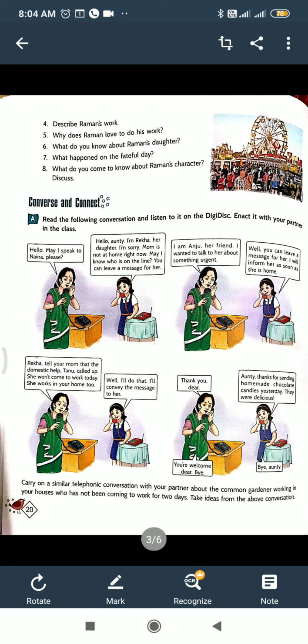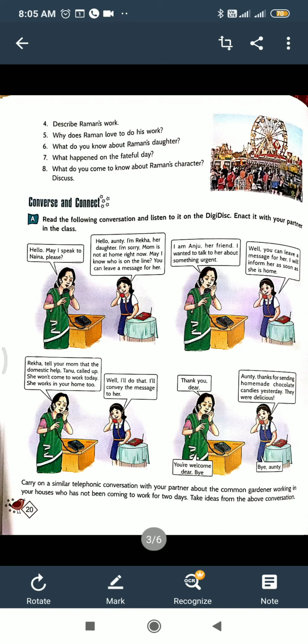Now she is saying, yes, I am Anju, her friend. I wanted to talk to her about something urgent. Well, you can leave a message for her. I will inform her as soon as she is home. So Rekha, tell your mom that domestic help Tanu called. She would not come to work today and she works in your home too. Well, I will. Like this, read the conversation and try to understand.